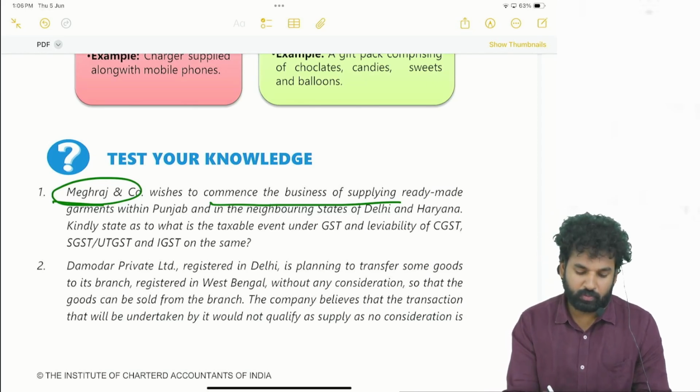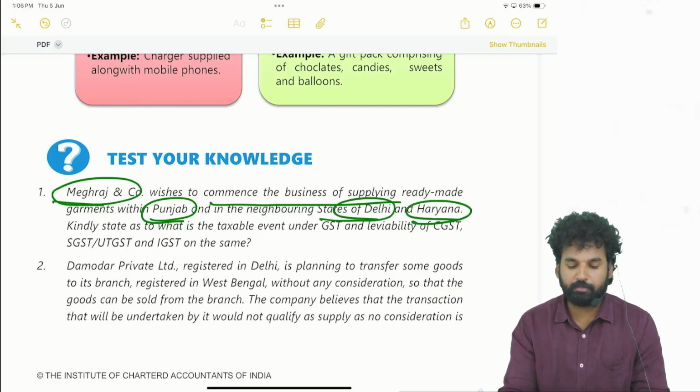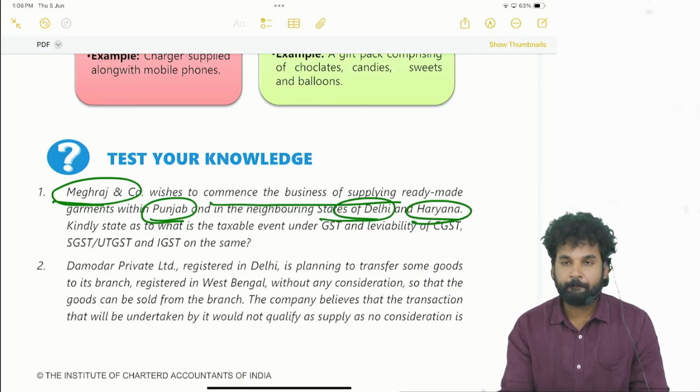Okay, so within the state of Punjab and in the neighboring states of Delhi and Haryana, what will come? Taxable event is supply. Ready-made garments is a supply of goods. Okay, it is a supply and it is a supply of goods. Okay, which tax will come?